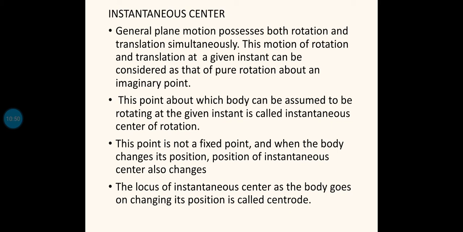This point about which the body can be assumed to be rotating at the given instant is called the instantaneous center of rotation. So for analyzing the problems, we are finding an imaginary center, so that the entire body is assumed to be rotating about that imaginary center. Such a point we will be identifying in each problem. For every instant this instantaneous center will be different, but anyway we will be able to identify it. Some tricks are there that I will explain in the upcoming slides.